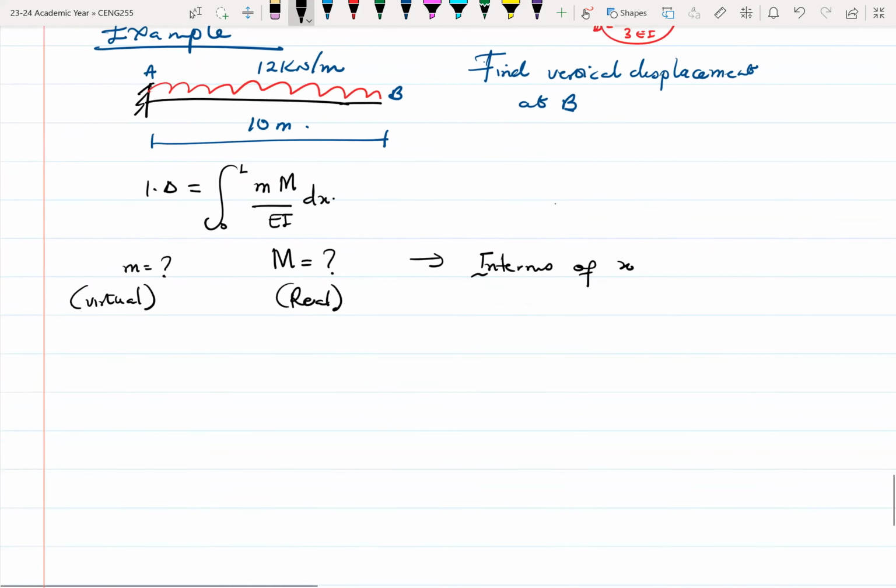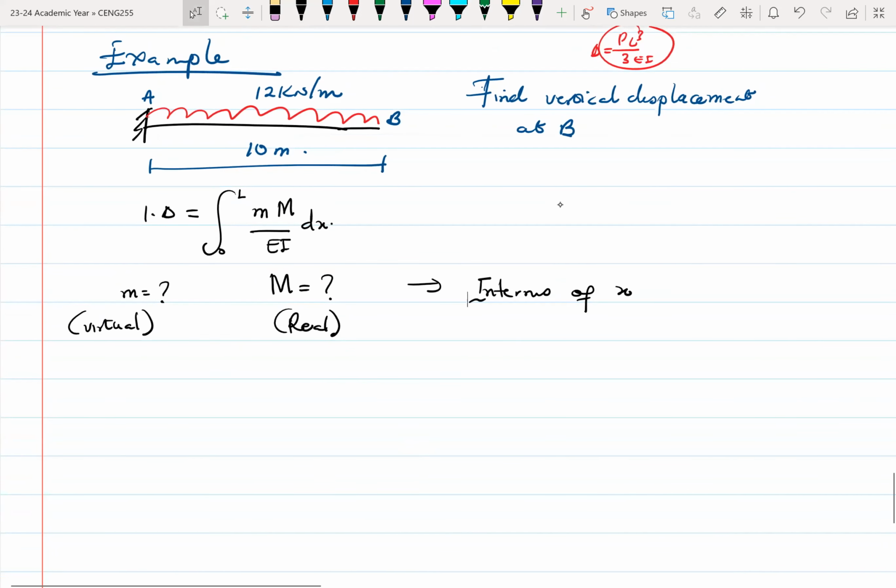And let's start with the big M. With the big M, let me just redraw my structure again. I have my UDL on it. If this is point B, my X starts from B towards A. It's easier that way. So let me cut a section anywhere here and deal with the right-hand side. So I redraw this portion. So this is my B.